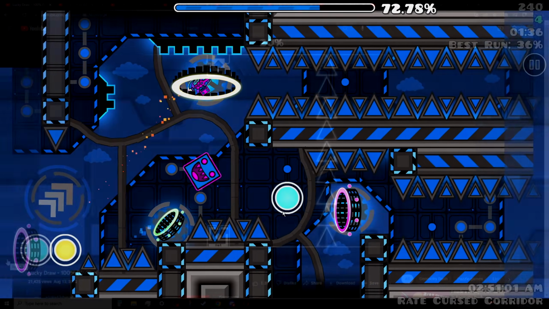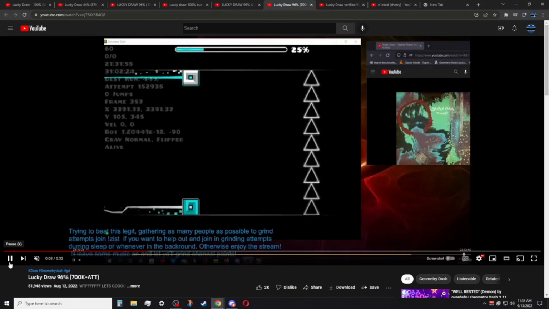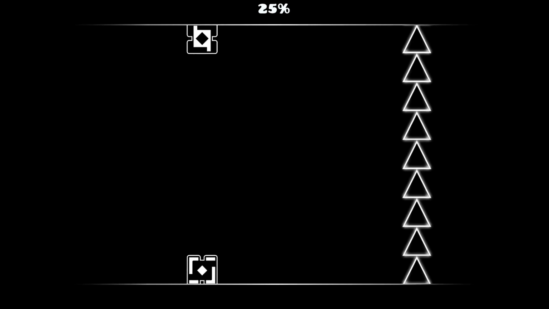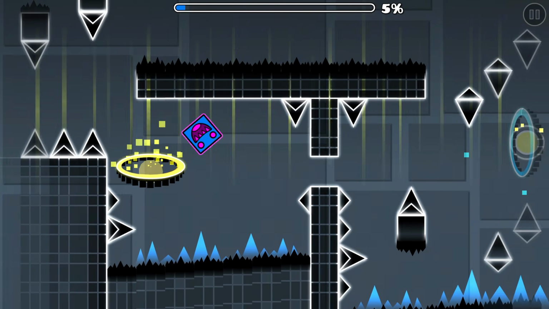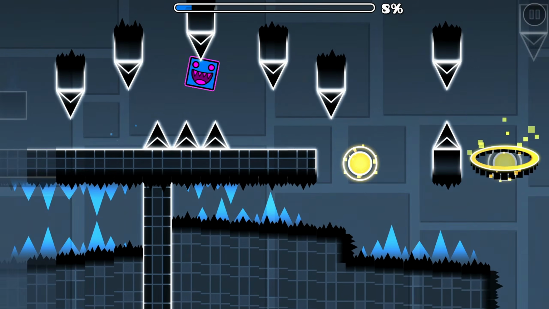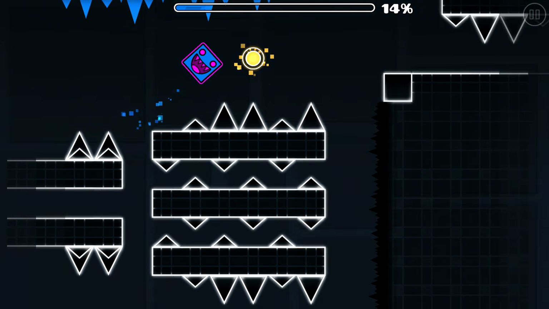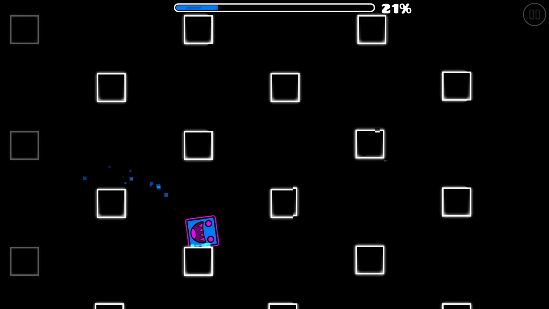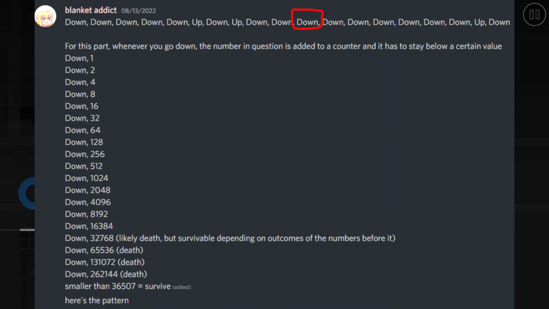At the 11th trigger at 26%, the shake trigger shakes upwards, which in an unmodified Lucky Draw will kill you. In this case, the shake trigger shakes upwards, yet the spike wall disappears. Comparing that to every other fail or completion pass, at 26% all of them have the shake going upwards. When talking to Blanket Addict, the creator of Lucky Draw, he pretty much agrees with these findings and even gives us a pattern to beat the level.